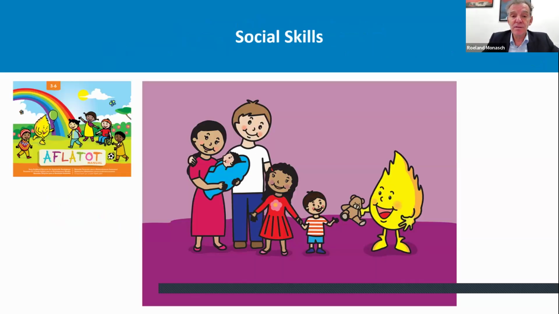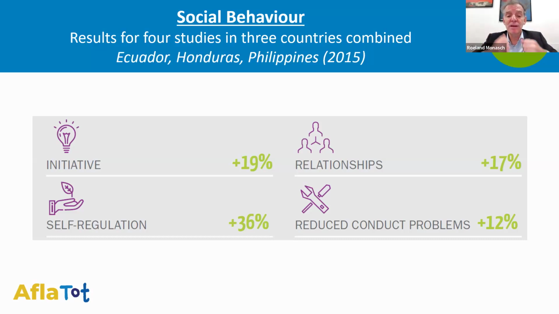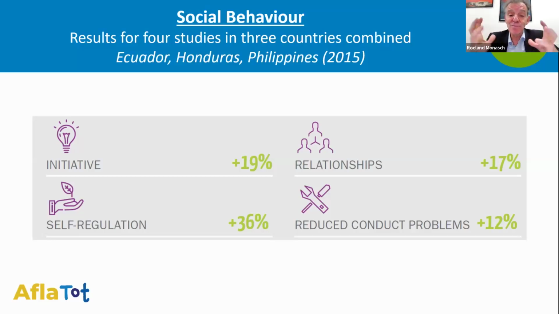Now, the study was also repeated in Ecuador by Children International, and in Honduras by Child Fund, in Fijosa, and in the Philippines also by Children International. And what we found is if you would combine the data set to make it even more robust of those 4 countries together, so we put all the children of the different interventions in one box, we found that overall there was a 90% increase in initiative among the children participating in AflaTot, 70% increase in relationships with others, 36% in self-regulation, and I'll come to that in a minute. And we saw also a reduction in conduct problems, but not as much as we had hoped.